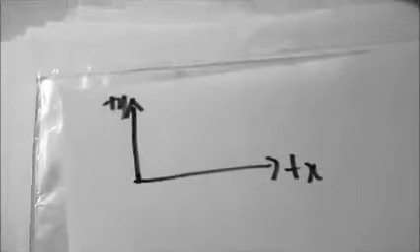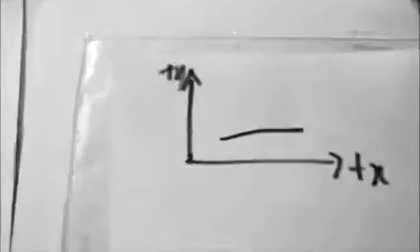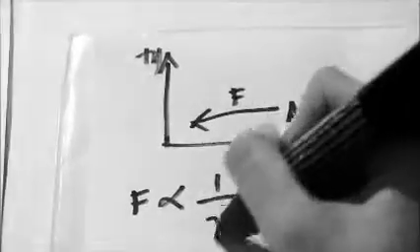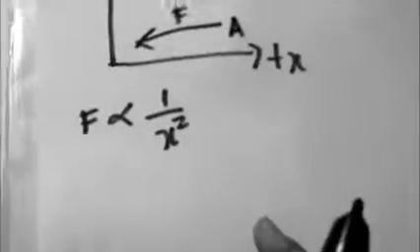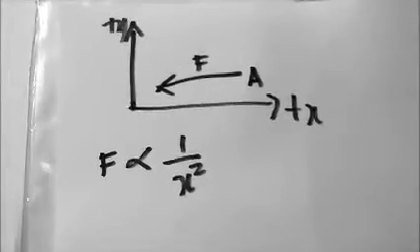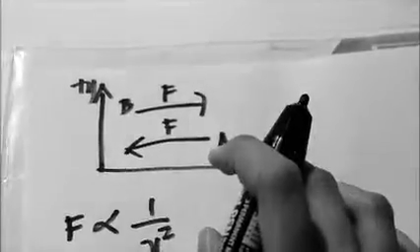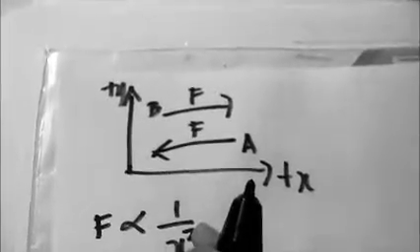First is, if the particle moves under the influence of a force which is directed toward the origin and is inversely proportional to the square of the distance of the particle from the origin. And the second is, if the particle moves under the influence of a force which is directed away from the origin and inversely proportional to the square of the distance of the particle from the origin.